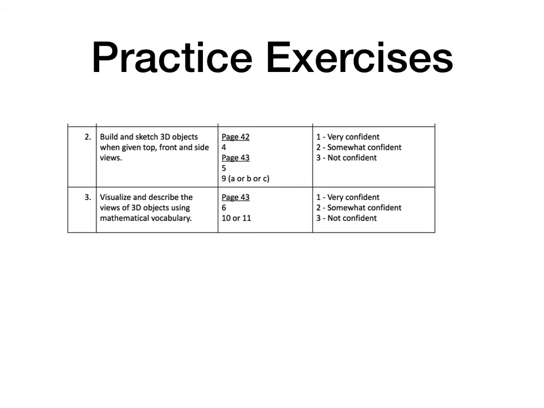Right, so it's time for you to complete the rest of the practice exercises associated with this 2.1. You're going to turn to page 42 in your textbook, and you're going to answer question 4. And then on page 43, answer question 5. And then question 9, you can choose whether you do A, B, or C. You just have to do A, B, or C. You don't have to do all of 9. Once you've done that and you've marked your answers and you've done your corrections, please do the self-assessment.